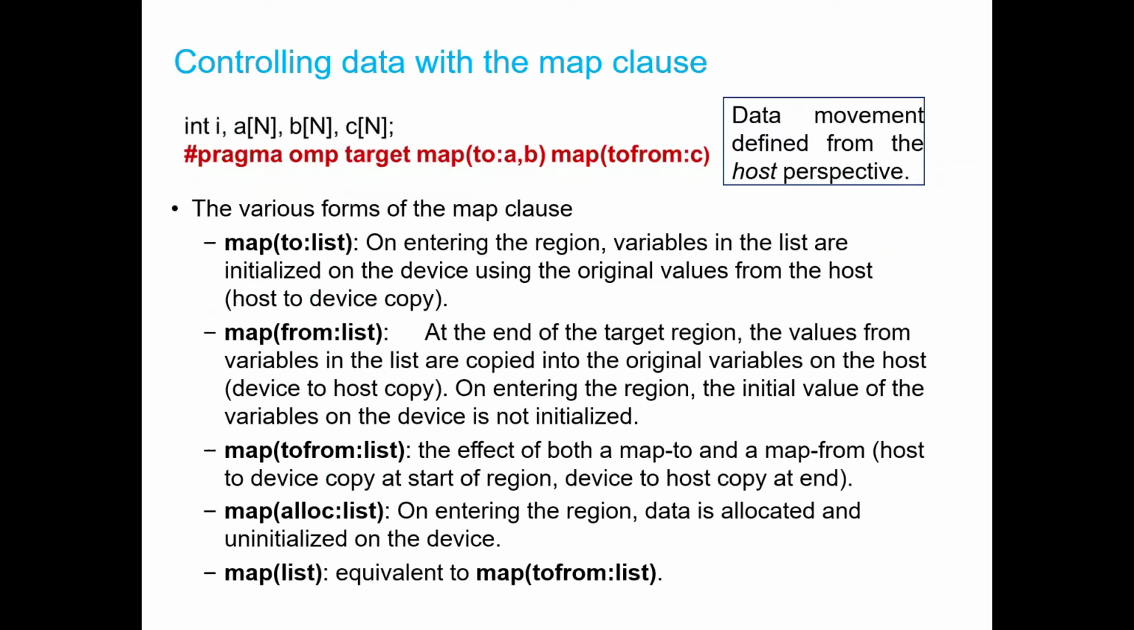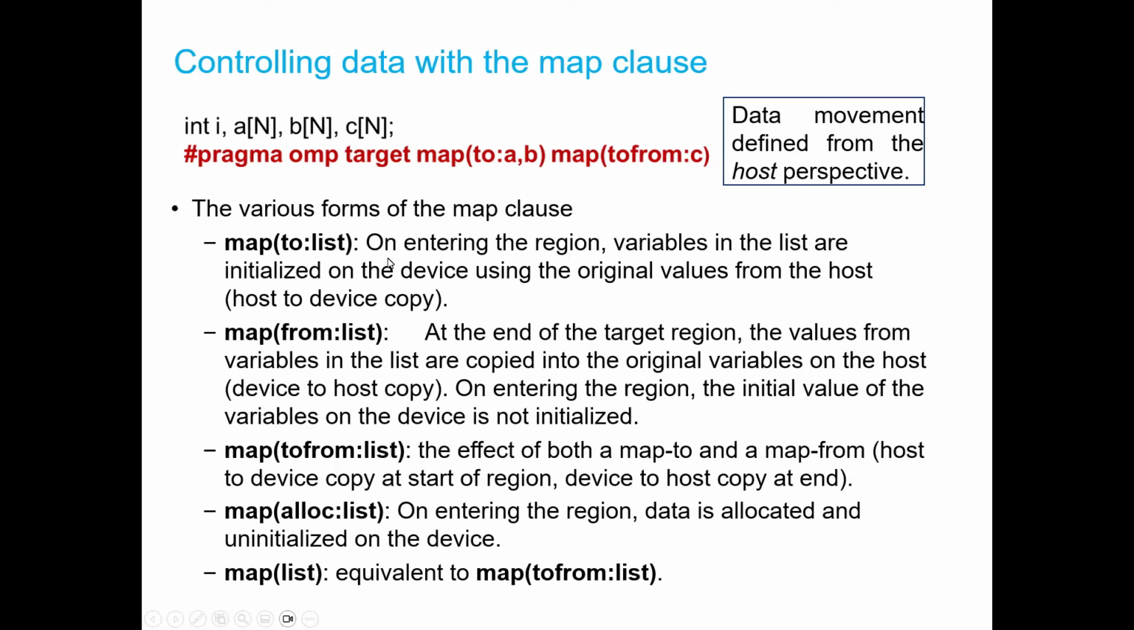So here is controlling data with the map clause. And there are several map types for you to control it. This is basically about arrays. For example, you have three arrays, say C equals A plus B. In this case, all these variables should be copied to the device, the GPUs.